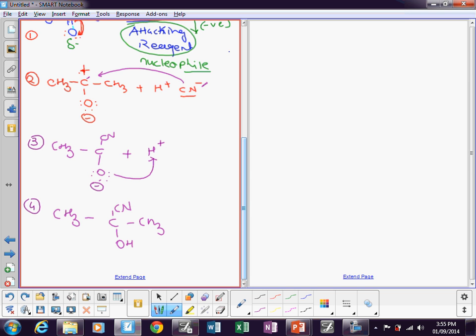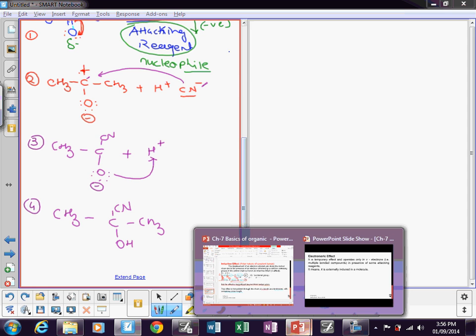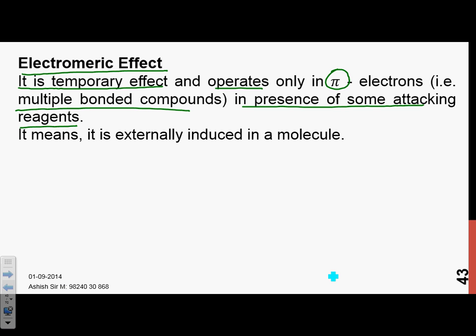Are you following this? The shifting of an electron pair in the presence of some reagent is known as the electromeric effect. Shifting of electron pairs. As here, it is a temporary effect. It operates only in pi bonds, in multiple bond compounds, in the presence of some attacking reagent. It is externally induced. Externally induced means someone else did this. It doesn't have its own nature, because someone does it. HCN came and started this. Correct or not?